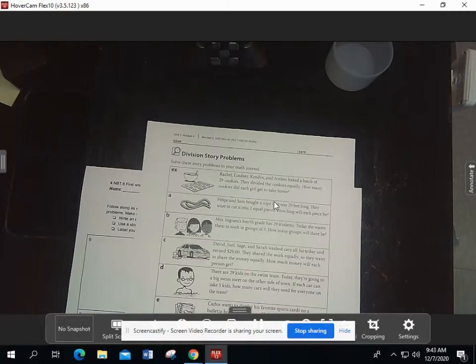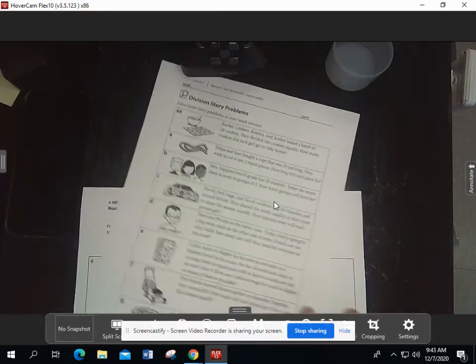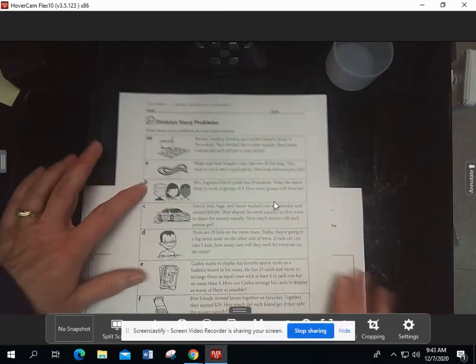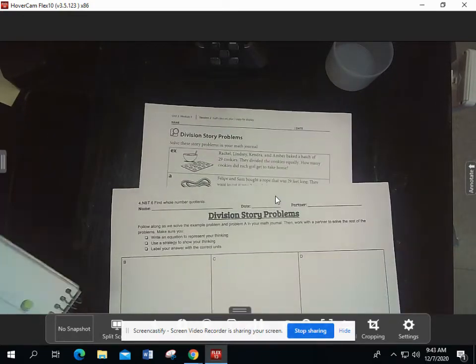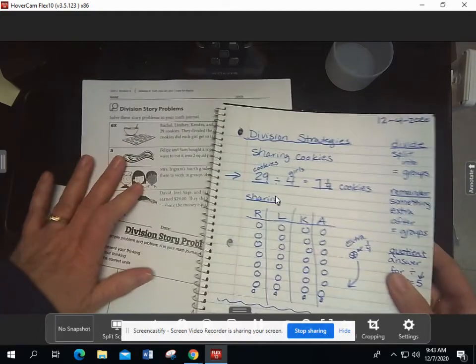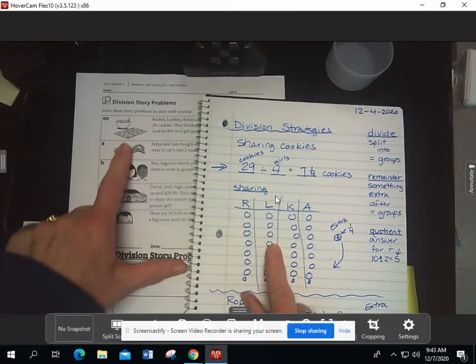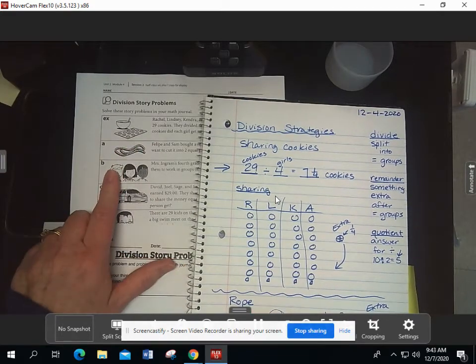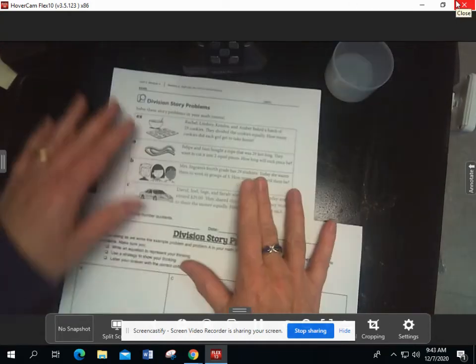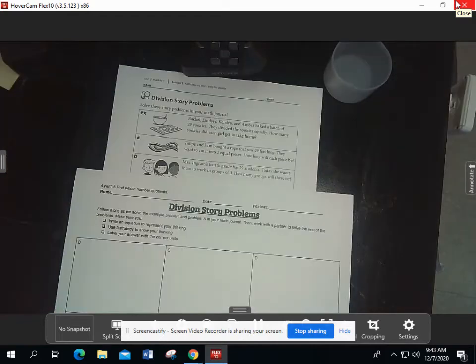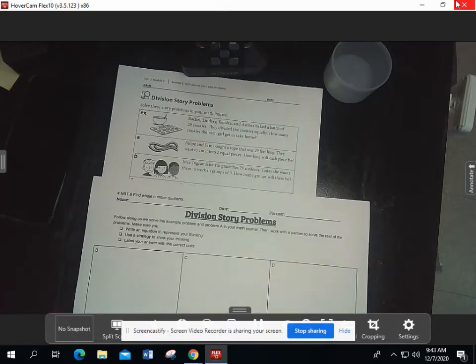I am looking for students who would like to explain their thinking when they figure this out. Remember when we did this? First things first, last time we shared out the cookies. Then we talked about the rope down here. And now we're working with Mrs. Ingram's class. It says that they're fourth grade students just like you guys. There's 29 students, and today she wants them to work in groups of 3. How many groups will there be?